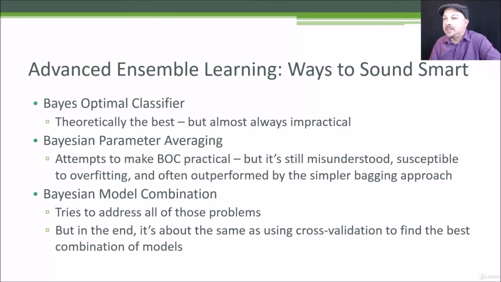Finally, there's something called Bayesian model combination that tries to solve all of the shortcomings of Bayes optimal classifier and Bayesian parameter averaging. But at the end of the day, it doesn't do much better than just cross-validating against a combination of models, against stacking, basically. So again, these are very complex techniques that are very difficult to use in practice. You're better off with the simpler ones that we talked about in more detail. But if you want to sound smart and use the word Bayes a lot, it's good to be familiar with these techniques at least and know what they are.